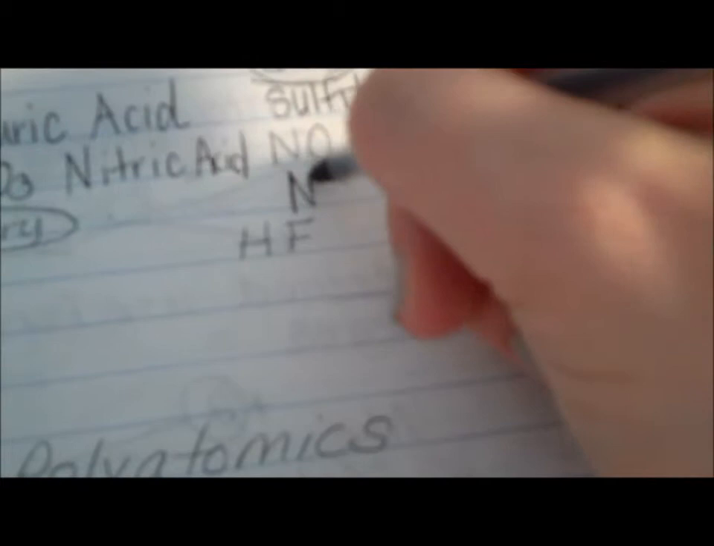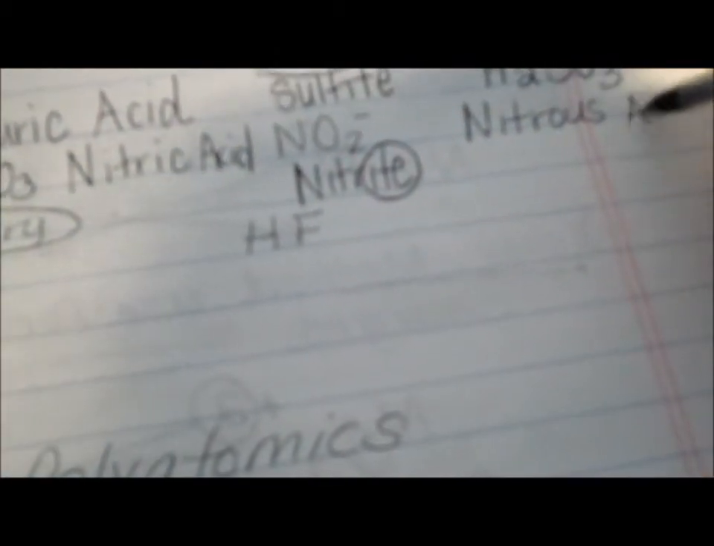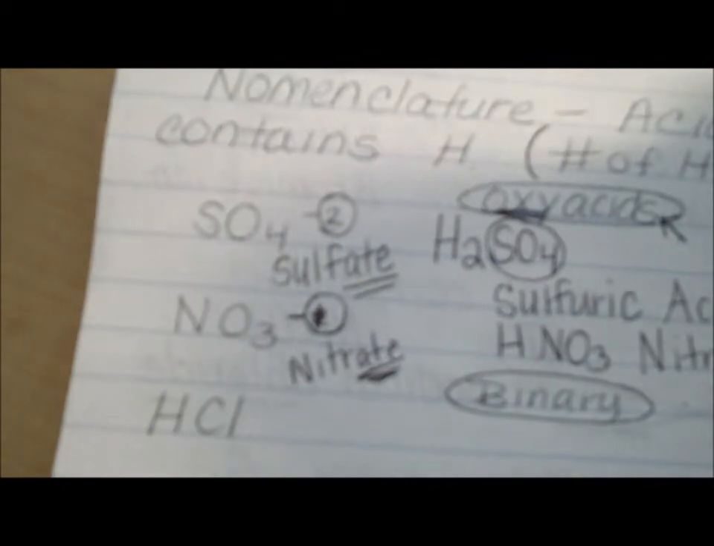Same thing we're going to do for NO2 minus, so that's nitrite. We're going to change the ite to ous, so it's going to be nitrous acid. We look at the charge, it's a minus 1, so we're going to have 1 H per NO2 group. Now that's for an oxyacid, meaning that it has oxygen.